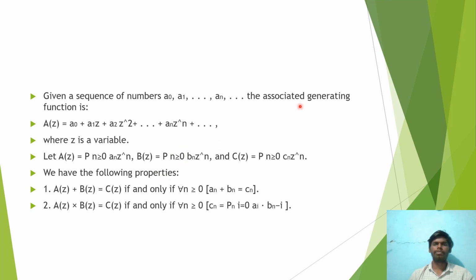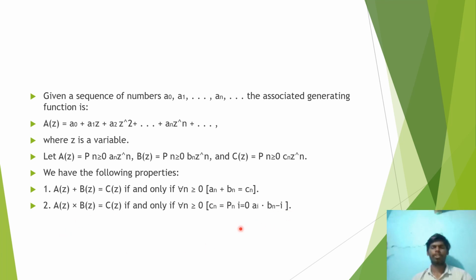And for generating functions we have some properties. A(z) + B(z) = C(z) if and only if for all n ≥ 0, a_n + b_n = c_n. And for the product, A(z) · B(z) = C(z) if and only if for all n ≥ 0, the condition is c_n = the sum over i = 0 to n of a_i · b_(n−i).